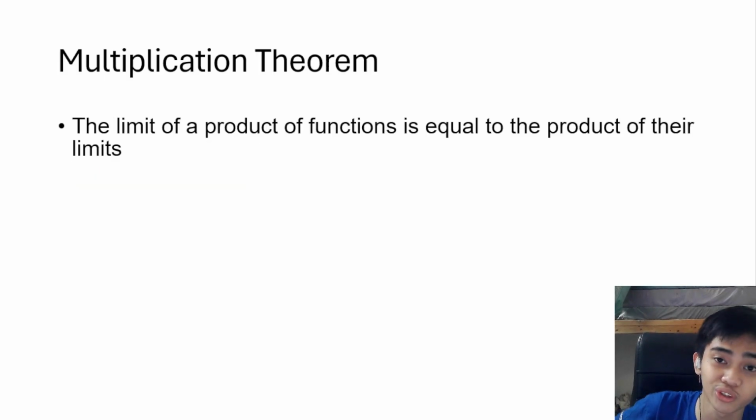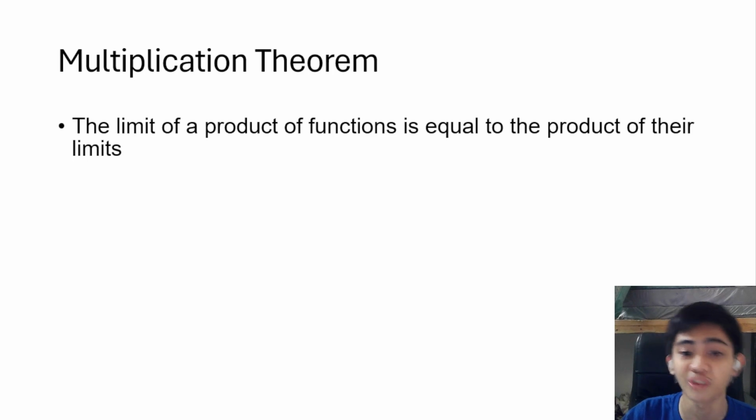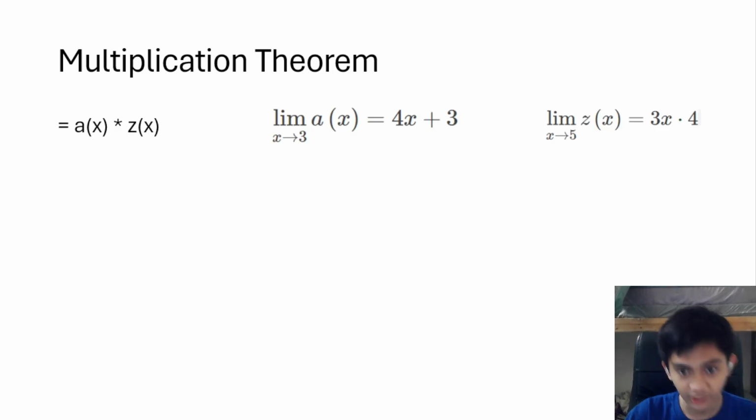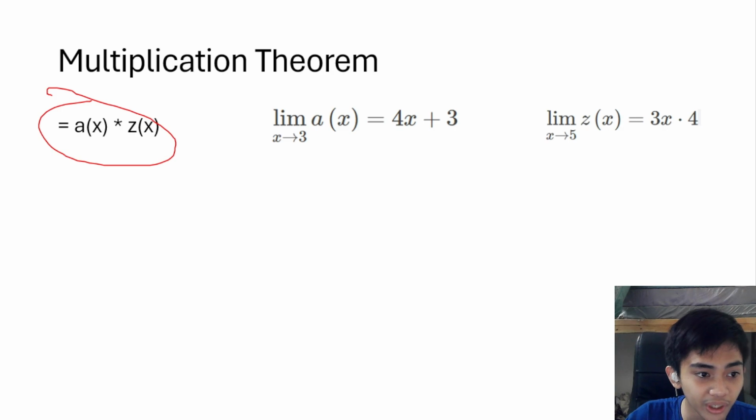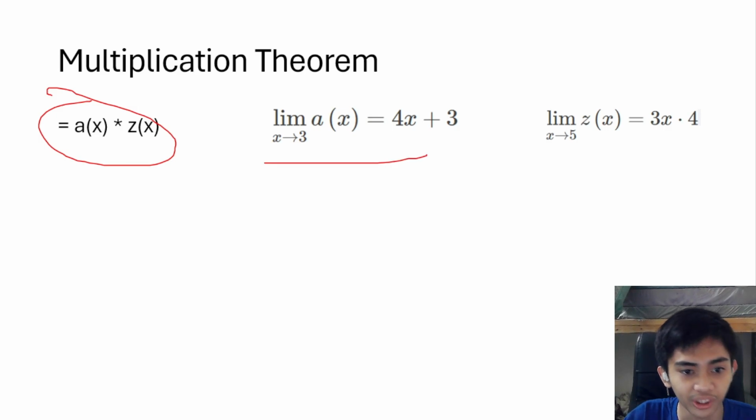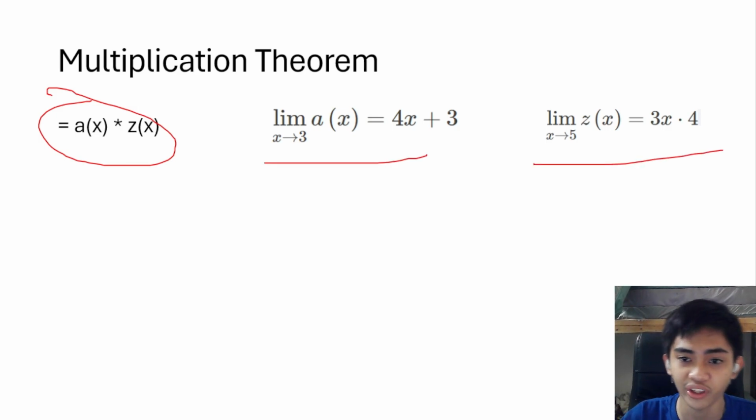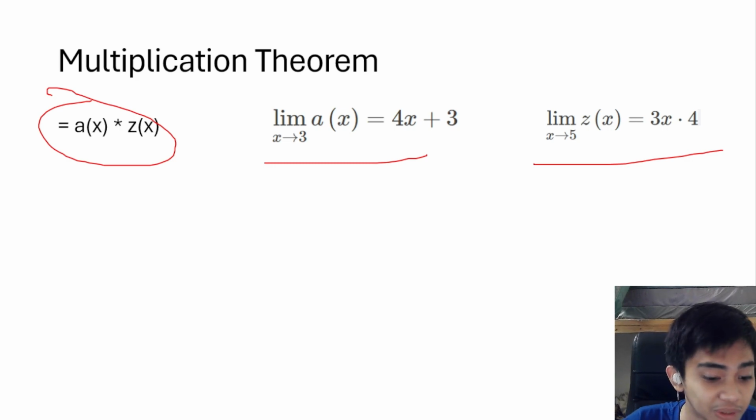Now, the multiplication theorem is very identical to the addition theorem. We also basically solve each function first. Before we proceed, examine these examples. So we have this main problem, the limit of a of x times z of x. So we have a of x and z of x here. The limit of a of x as x approaches 3 is equal to 4x plus 3, and the limit of z of x as x approaches 5 is equal to 3x times 4.